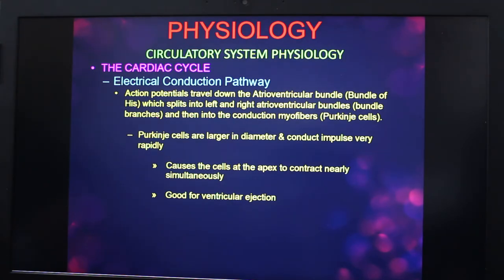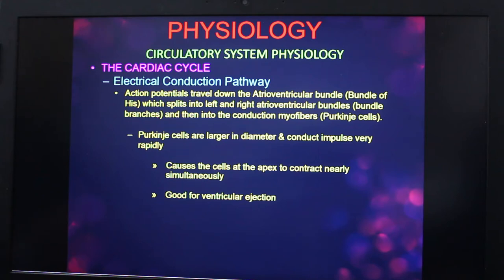Electrical conduction pathway. In the electrical conduction pathway, action potentials travel down the atrioventricular bundle of His, which splits into left and right atrioventricular bundles, and then into the conduction myofibers, the Purkinje cells. Purkinje cells are larger in diameter and conduct impulses very rapidly. That's why both ventricles, the right and the left, contract almost instantaneously without any delay.